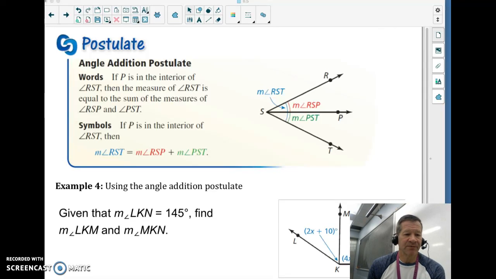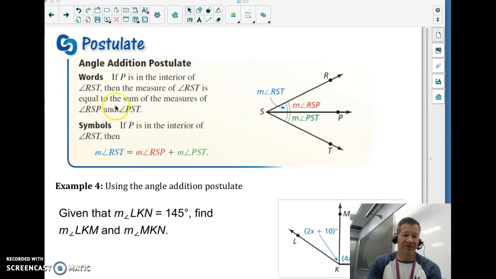We have made our way to example 4, the angle addition postulate. So first, in words, if P is in the interior of angle RST, so here you see I have an angle RST, these are the sides of the angle, so the interior of the angle is in here, and P is in the interior, then the measure of angle RST is equal to the sum of the measures of RSP and PST.